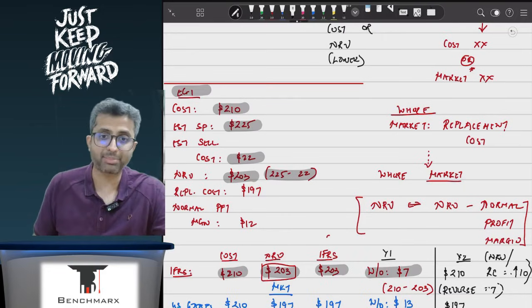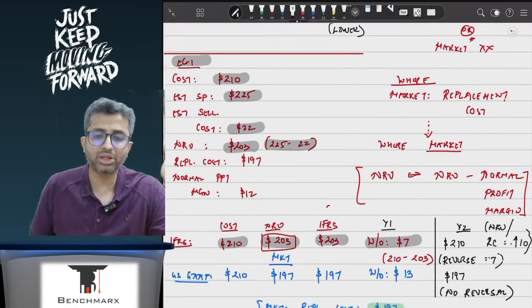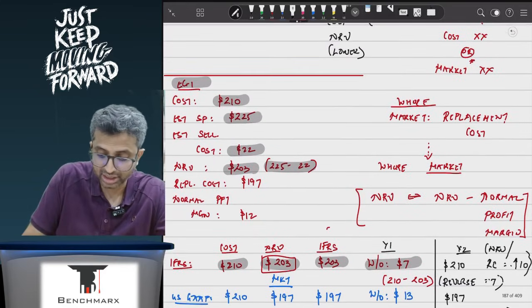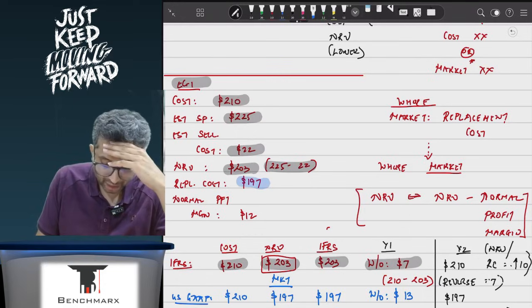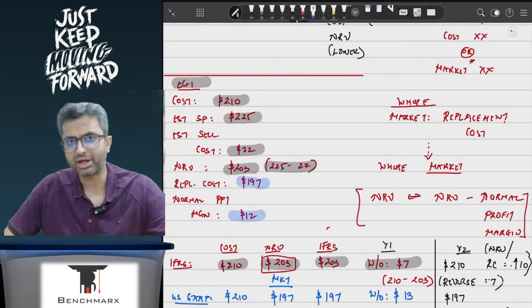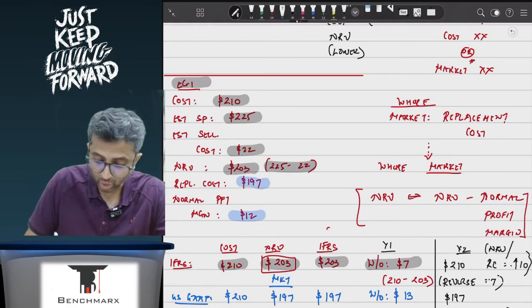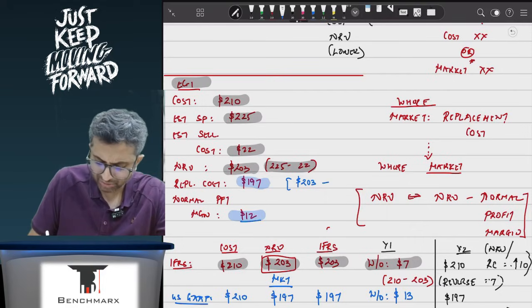However, when you go to US GAAP, and let us assume you are following LIFO, then how will the workings change? Well, there will be a few other data points which are given. Let's say the replacement cost is given to you as 197, and the normal profit margin is given to you as 12. So when I try to establish a boundary, this replacement cost has to be within the boundary of NRV, that is 203, to NRV minus 12.